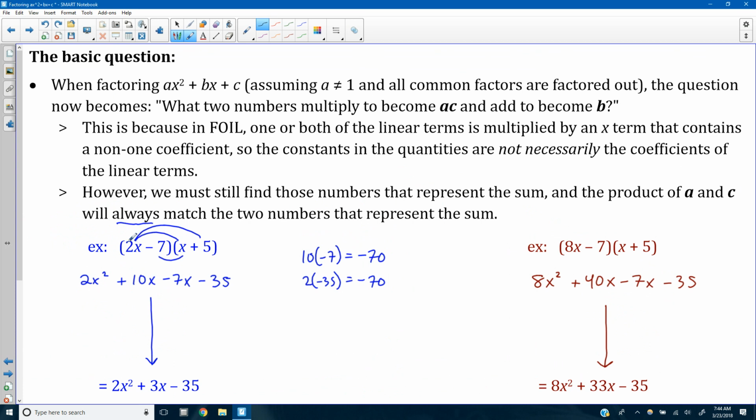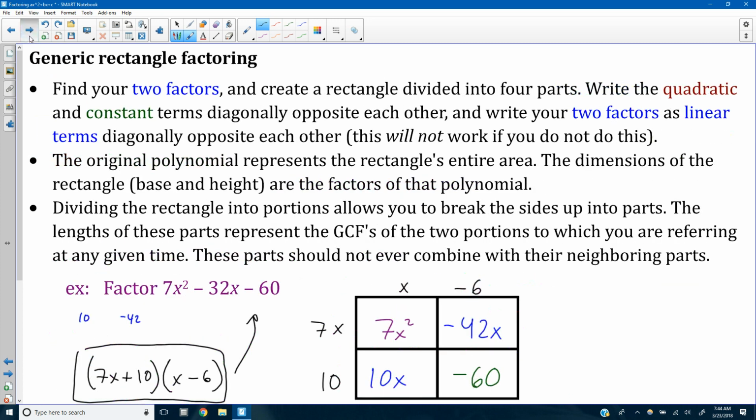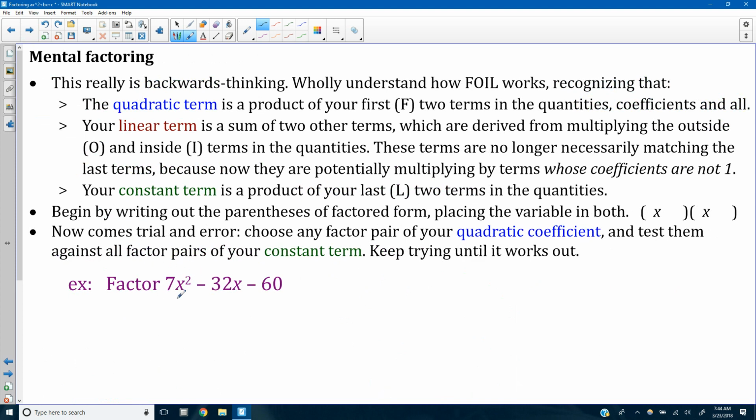You have to understand that the outside term or the inside term or both may be multiplied by whatever your first terms are in each quantity. Notice this isn't just x times x anymore. This is 2x times x, which by the way gave me 2x squared. That makes sense. So if you're looking at this problem here, and I know I'm kind of working ahead, talking about this 7x squared here, I know that it's not just going to be x times x anymore. In fact, as 7's a prime number, I know this will probably be a 7x times x. That's what gives you 7x squared.